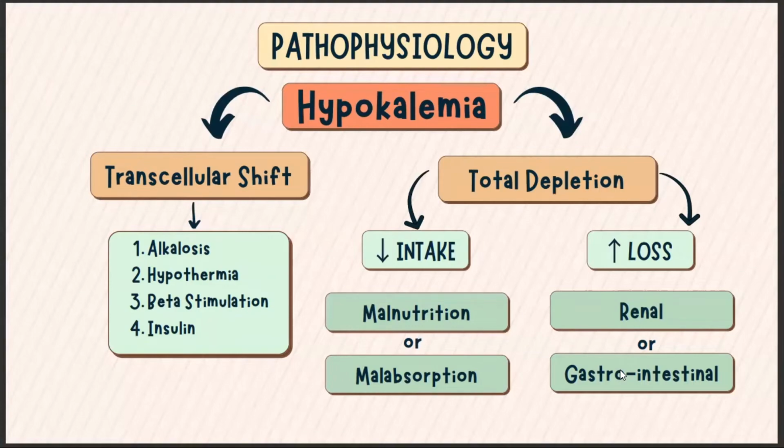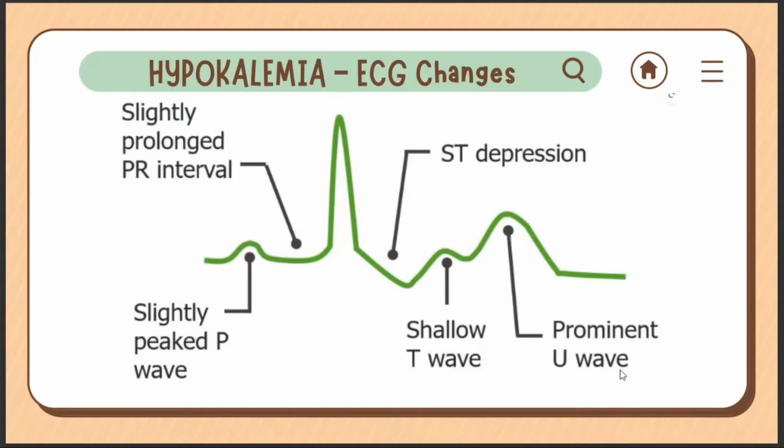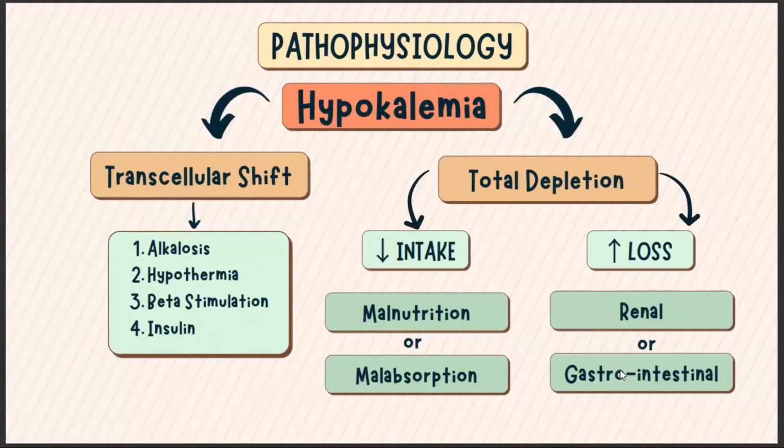Symptoms or ECG abnormalities require monitoring and supplementation in a cardiac or critical care unit. Now let's move on to the pathophysiology of hypokalemia. As you can see, there is transcellular shift and there is total depletion. Hypokalemia happens if there is either a transcellular shift from the extracellular to the intracellular compartment, or total depletion of potassium.